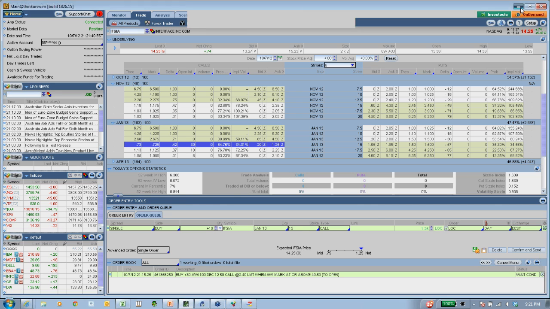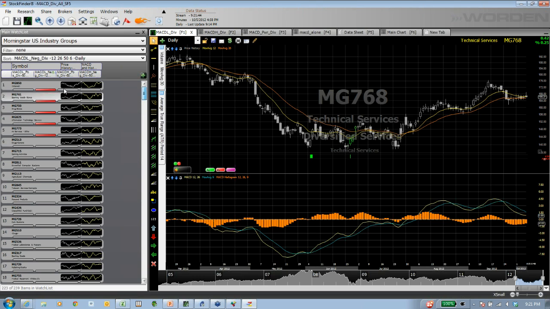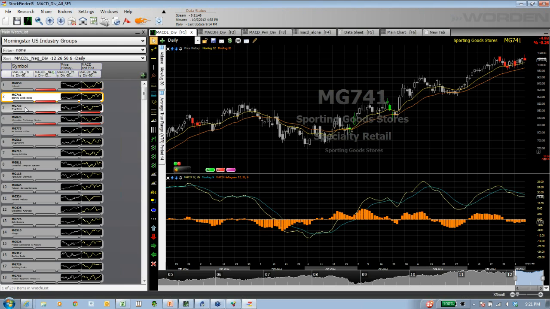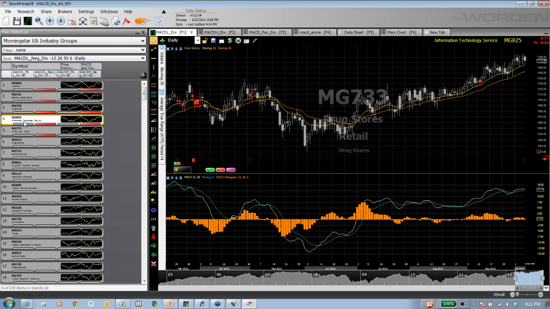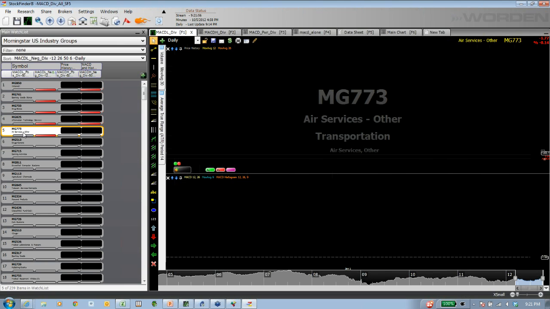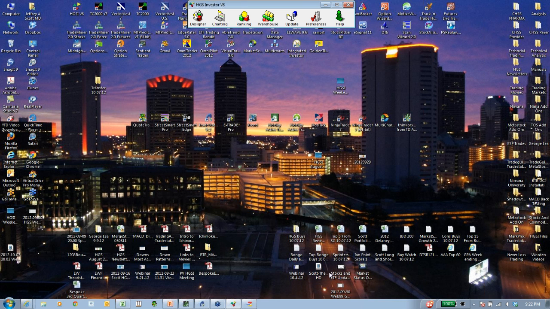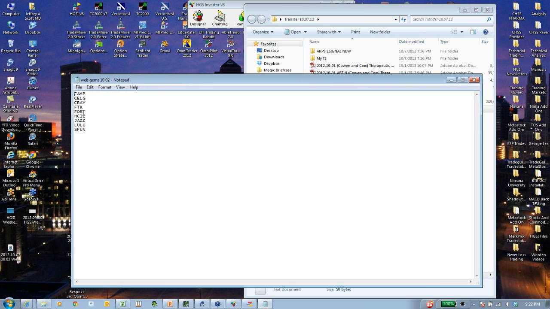Let me just see one last thing I'll look at, and I've gone way too long. We got negative divergences on the internet, sporting goods stores, I think Dick's, drugstores, retail, CVS and Walgreens, information technology, and air services, other transportation, whatever that is. I am just about done because it's time to be done. Well, I give up. I can't figure out what that was last week.